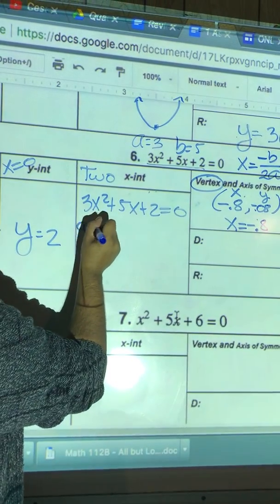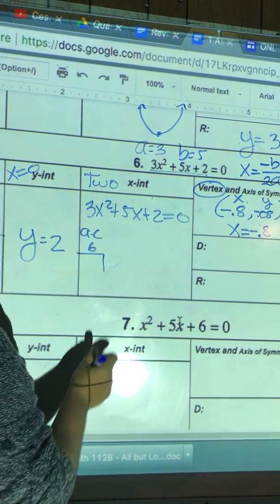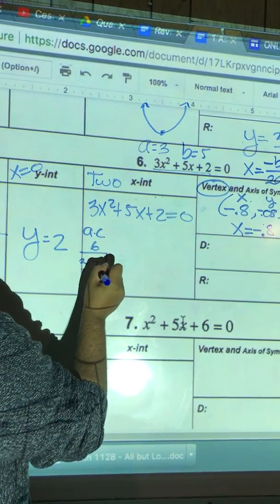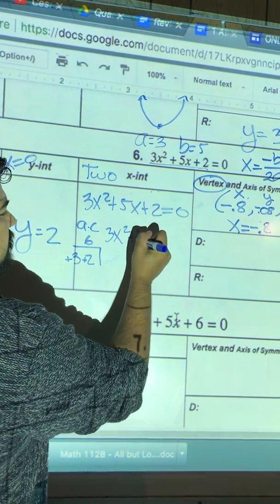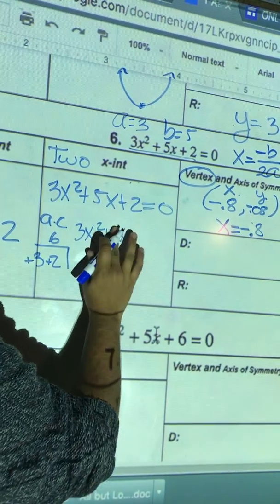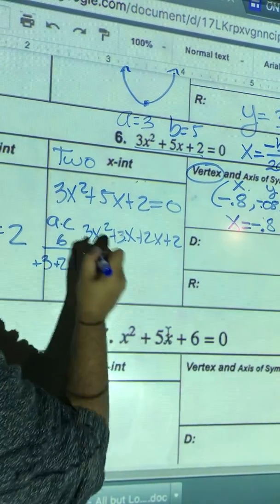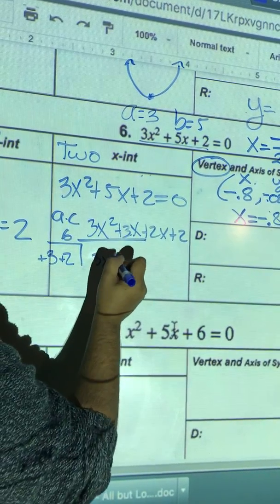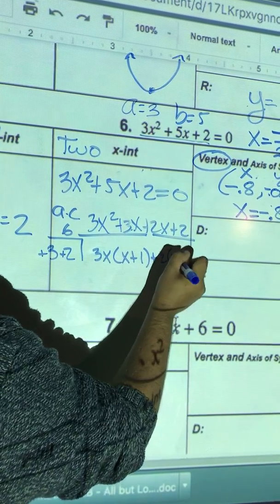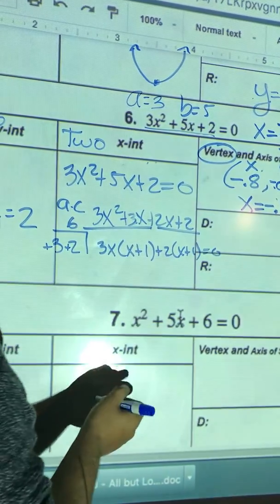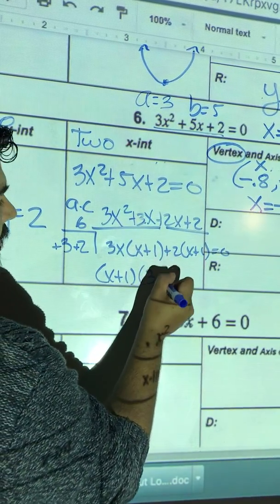So a times c is 6. What two numbers multiply to 6 and combine to 5? I think that's 3 and 2. So 3x squared plus 3x plus 2x plus 2. This right here has a 3x in common, so you end up with x plus 1. This one has a 2 in common, so you end up with x plus 1. So one factor is x plus 1. The other factor is 3x plus 2.